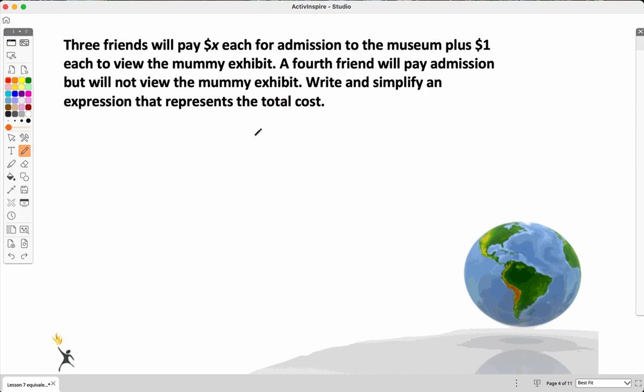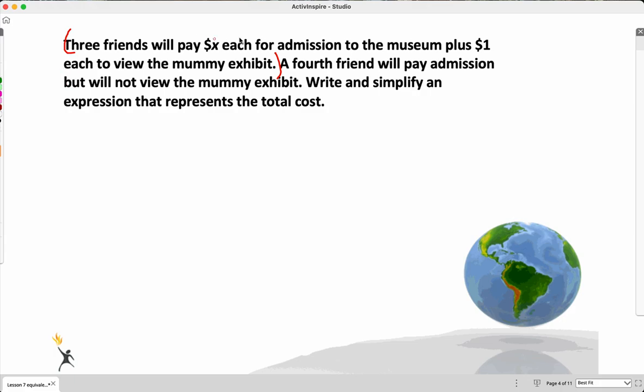So we want to think about each sentence as its own little expression. So 3 friends, x plus 1. So what does each friend pay? We ask ourselves, well, each friend pays their museum admission plus their $1. How many friends did it? Well, 3 different friends paid that amount. Our next expression is a 4th friend, so one more, paid admission. Well, admission was x, so they're going to add x.